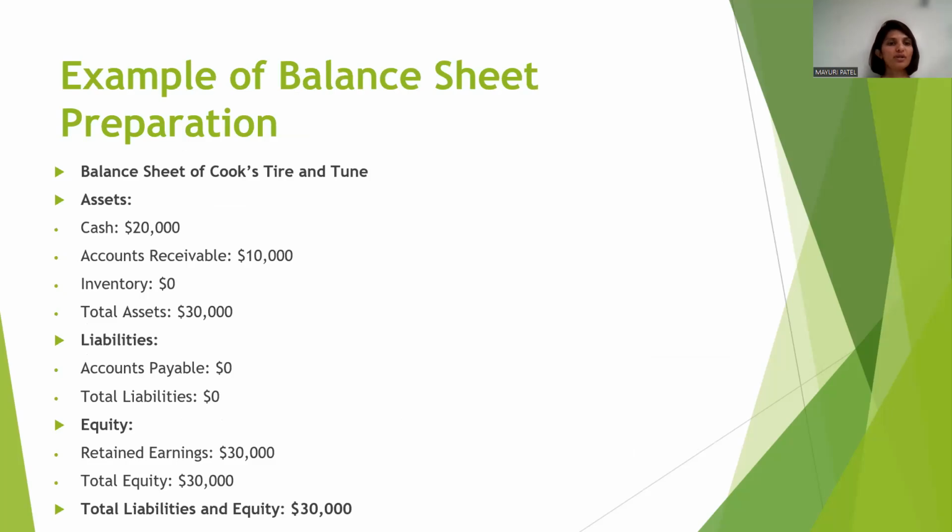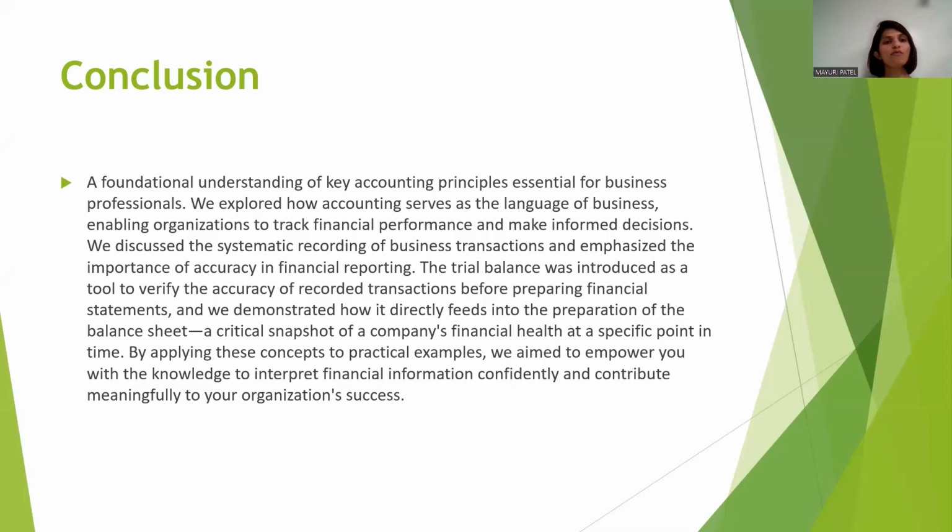Example of the balance sheet preparation: balance sheet of the company. Assets: cash is $20,000, accounts receivable $10,000, inventory is zero, so total assets is $30,000. Liabilities: accounts payable is zero, total liability is zero, but equity is retained earnings of $30,000, so total equity is $30,000. So total liability and equity is $30,000. In conclusion, a foundation of understanding of key accounting principles is essential for business professionals. We explore how accounting serves as a language of business, enabling organizations to track financial performance and make informed decisions.